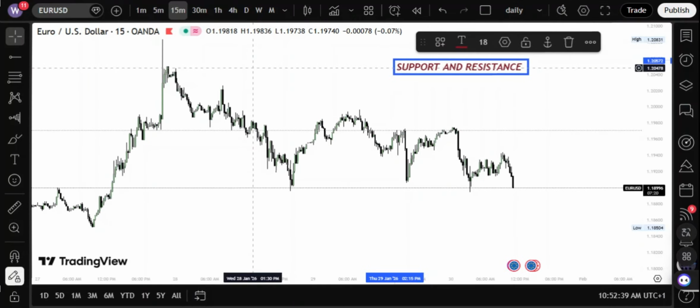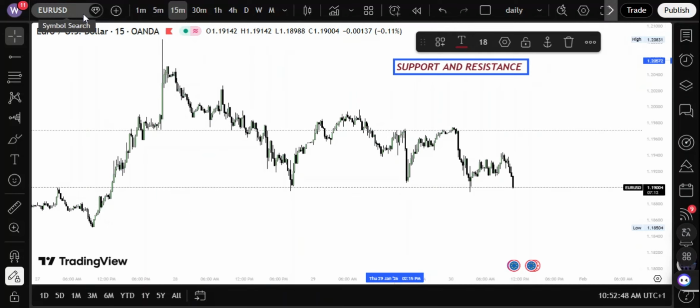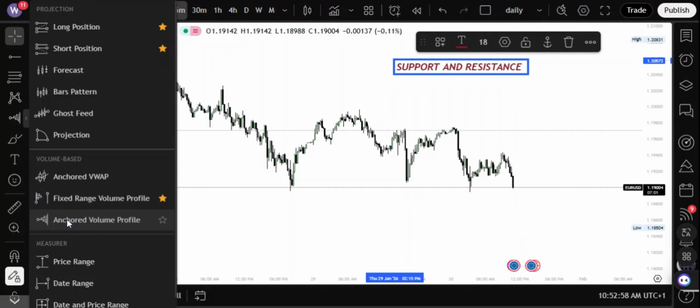In today's video we'll be using EUR/USD on the 50-minute time frame. You can use any currency, any asset, any time frame. The first tool you'll be using is an indicator in TradingView, which is this, the anchored volume profile. Now we have the fixed range volume profile and we have the anchored volume profile. What is the difference between the two?